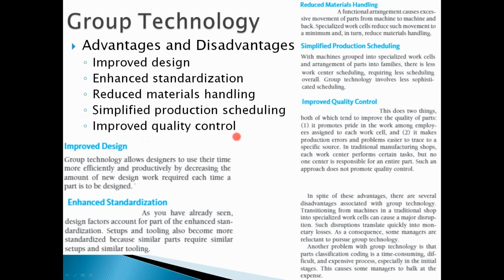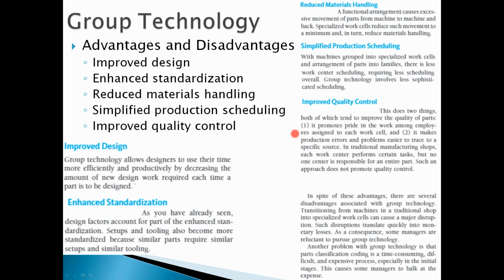And the last one is to improve quality control. This does two things, both of which tend to improve the quality of parts. It promotes pride in the work among employees assigned to each work cell. It makes production errors and problems easier to trace to a specific source. In a traditional manufacturing shop, each work center performs certain tests, but no one center is responsible for an entire part. Such an approach does not promote quality control.